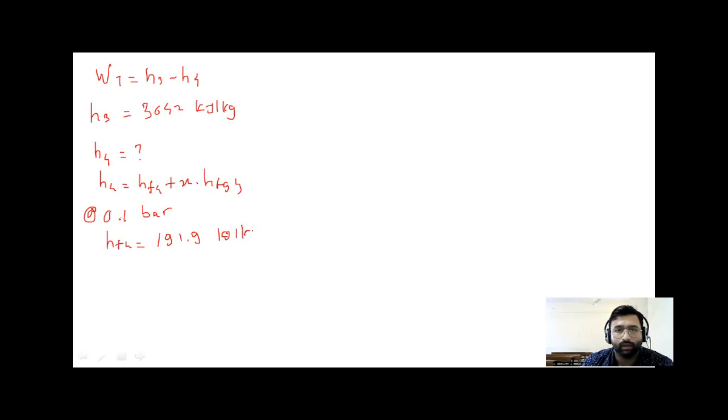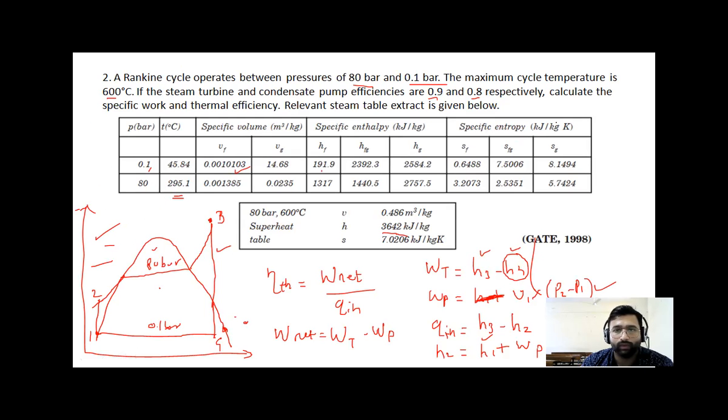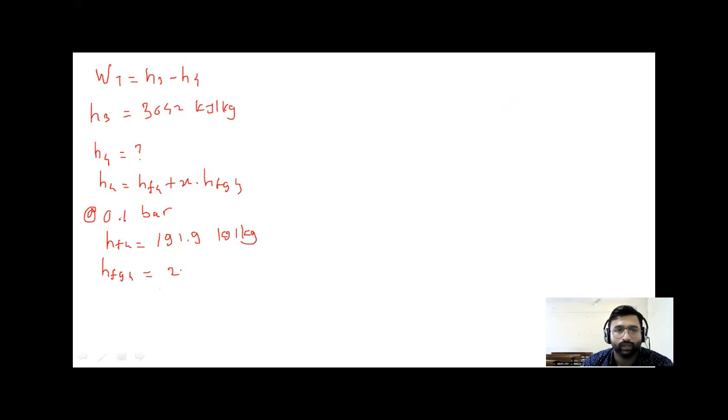191.9 kilojoule per kg. HFG4, that is at 0.1 bar, HF value is given, HFG value is given, that is 2392.3 kilojoule per kg. But we don't know the dryness factor. So how to calculate dryness factor? We have to make use of the process that is isentropic.